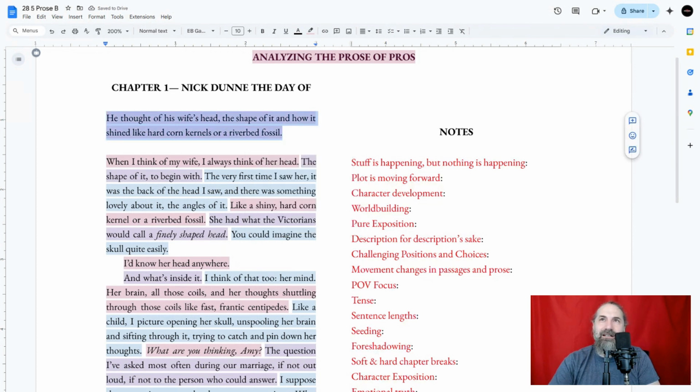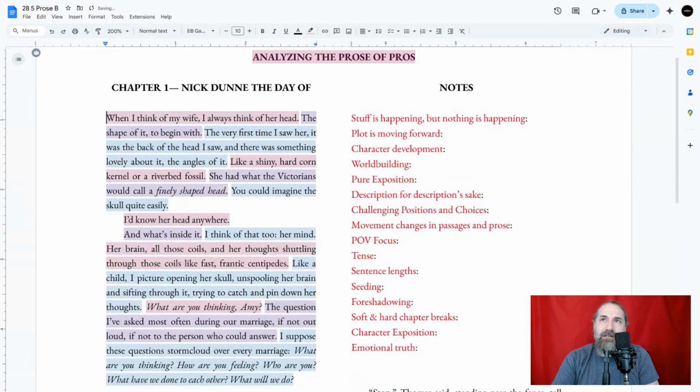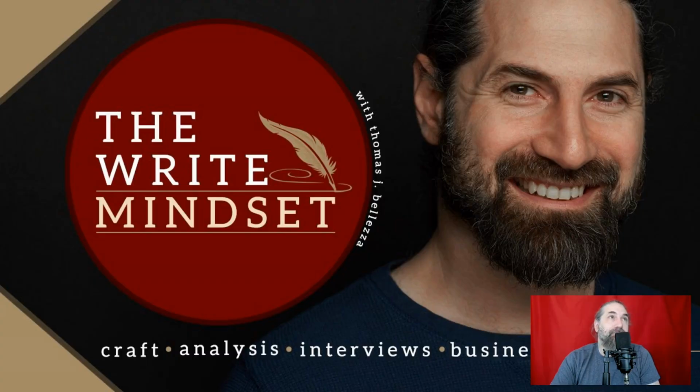This is what stuff is happening but nothing is happening looks like. This is telling, it's not showing. It's pure exposition. He thought of his wife's head, the shape of it, and how it shined like hard corn kernels or riverbed fossil. All right. It's not really in the POV. It's me dictating, and you don't want something to come off as dictation or otherwise.